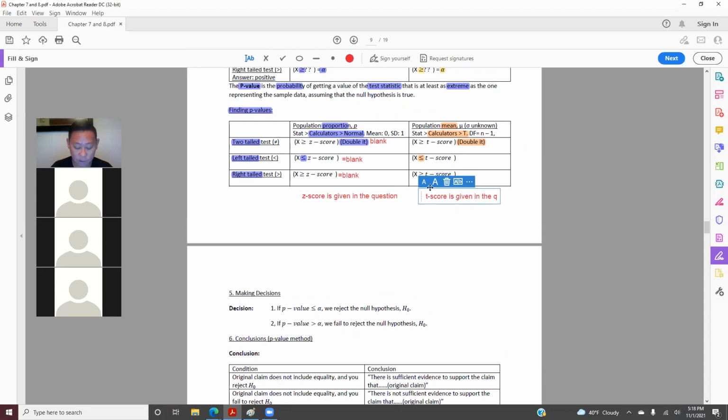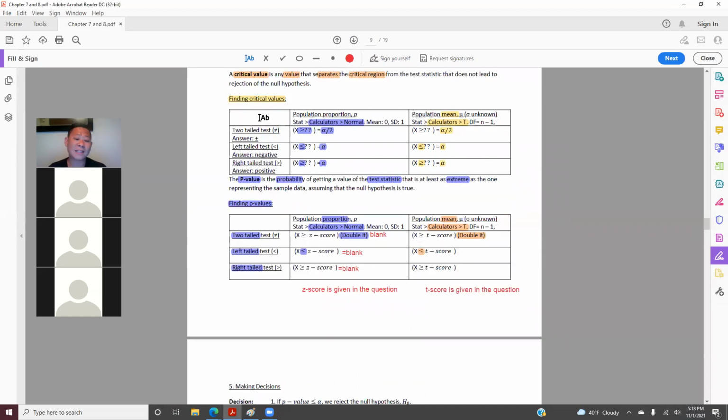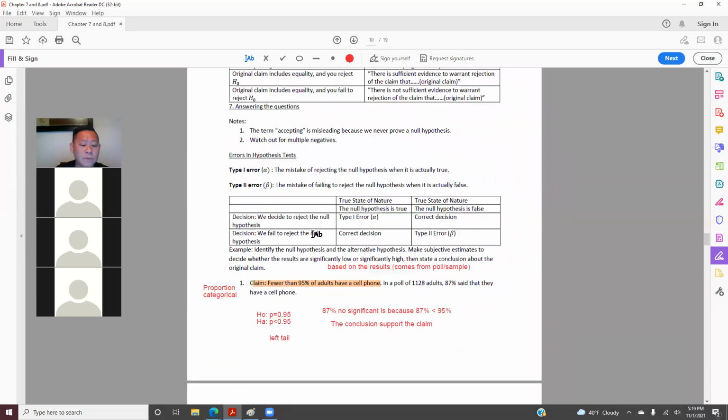So this is very important, especially the critical value. If you do homework that asks you to find critical values, I would recommend you refer to this box or this table. I'll show you how to do this now. Let's look at some examples.